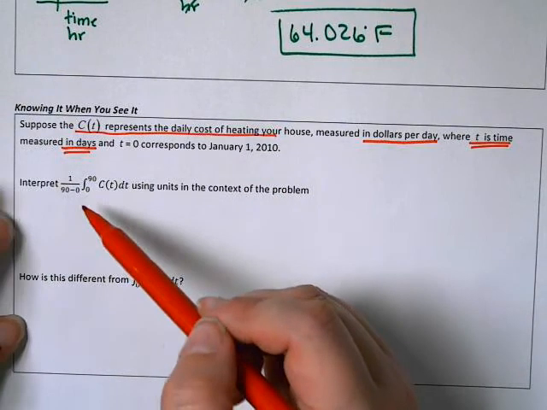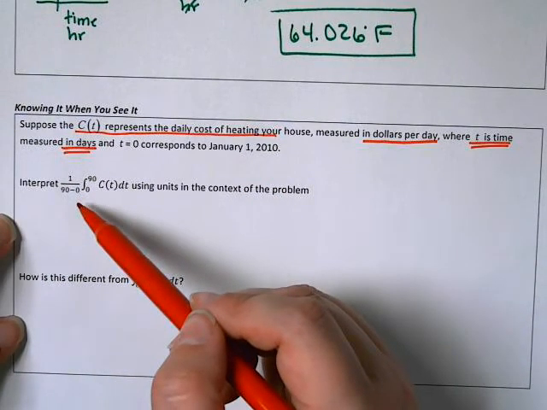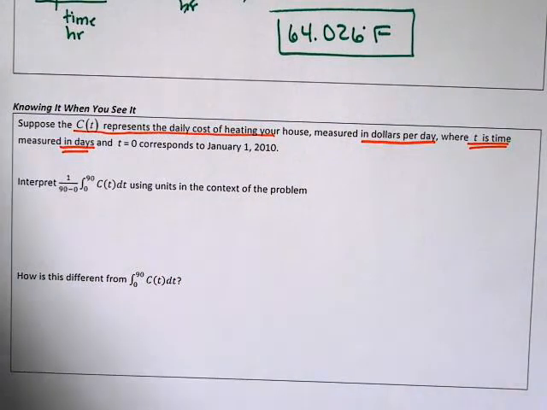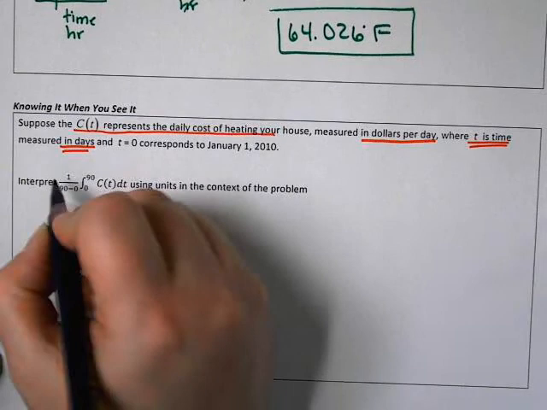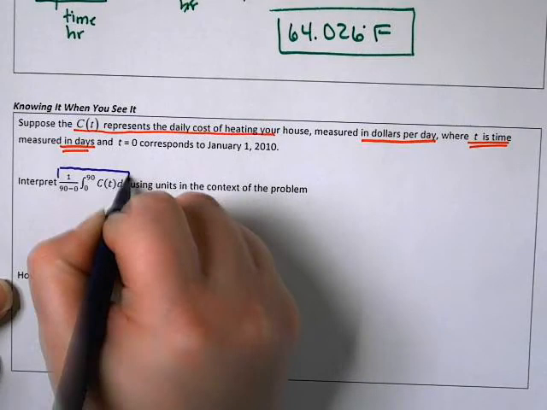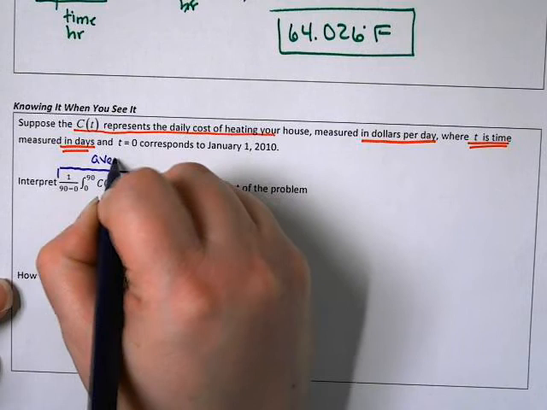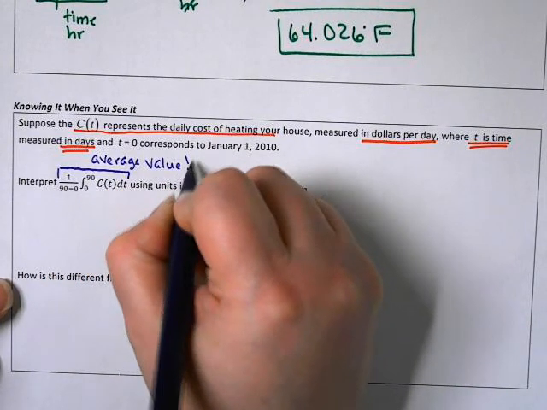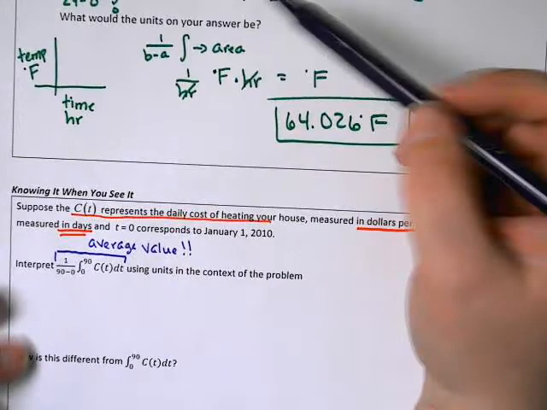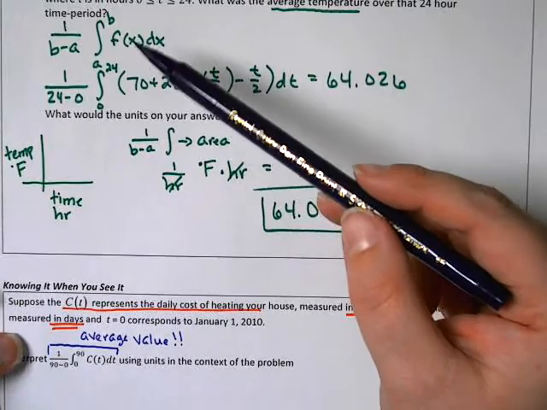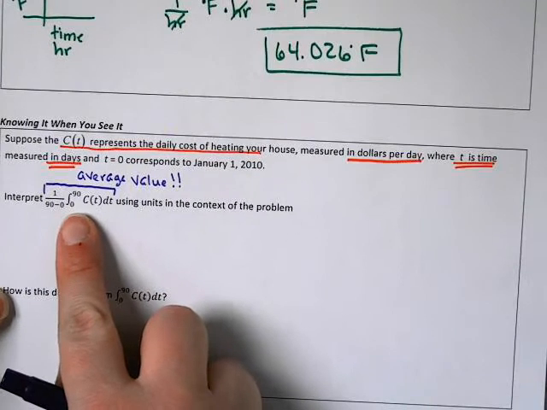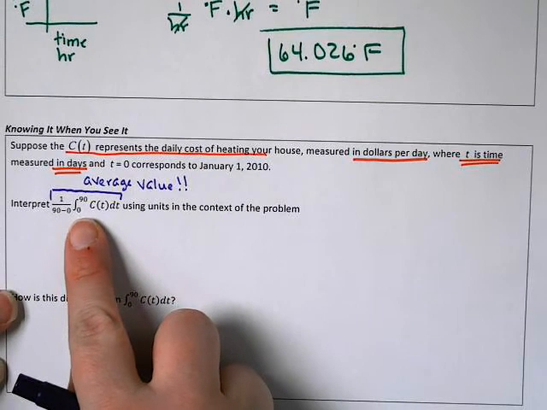So we're asked to interpret 1 over 90 minus 0 times the integral from 0 to 90 of C of T dt. So hopefully you can look at this and you can recognize that this right here is the average value. That's exactly the same as this formula that we did up here, 1 over b minus a times the integral from a to b of f of x dx. And that's what we're given right here. So we need to be able to interpret this in terms of what's going on.